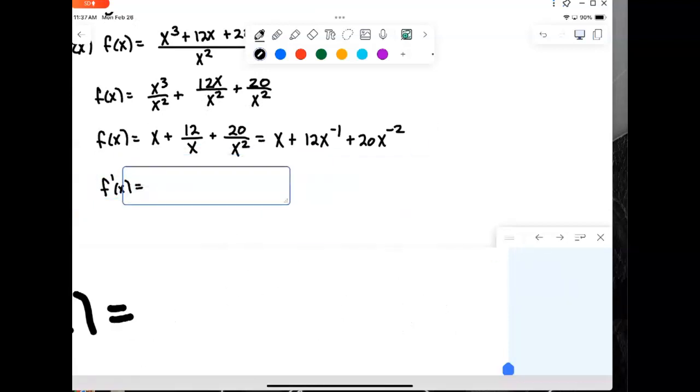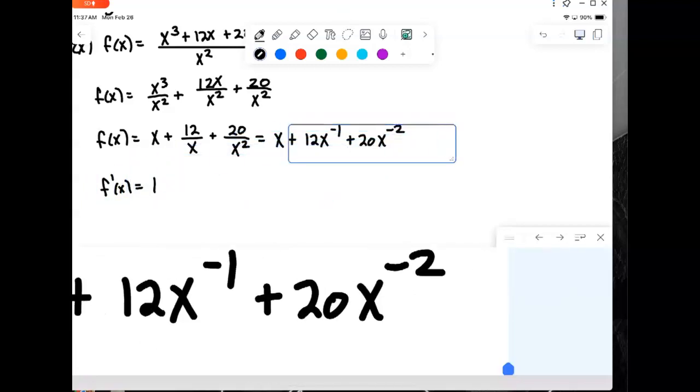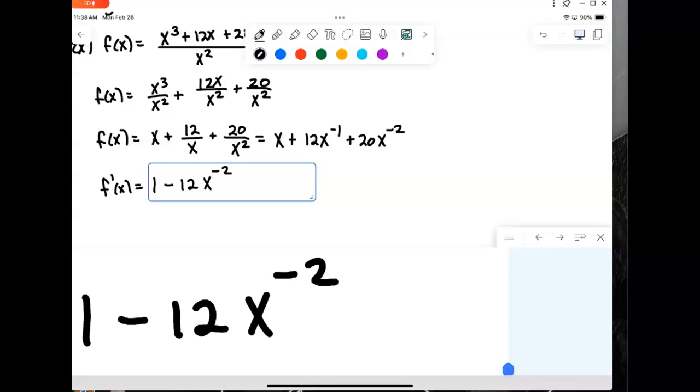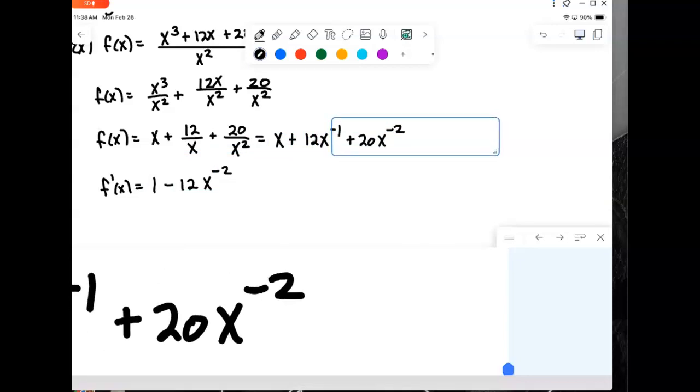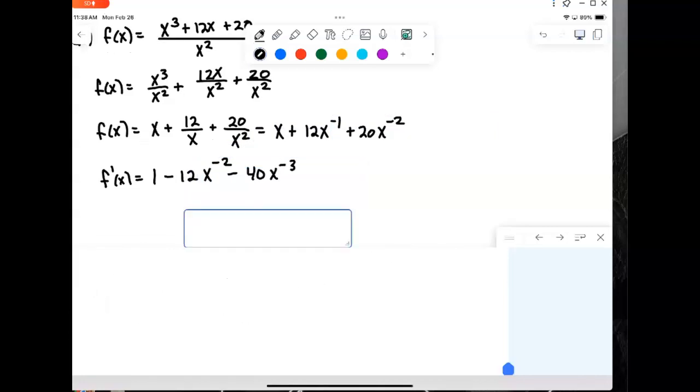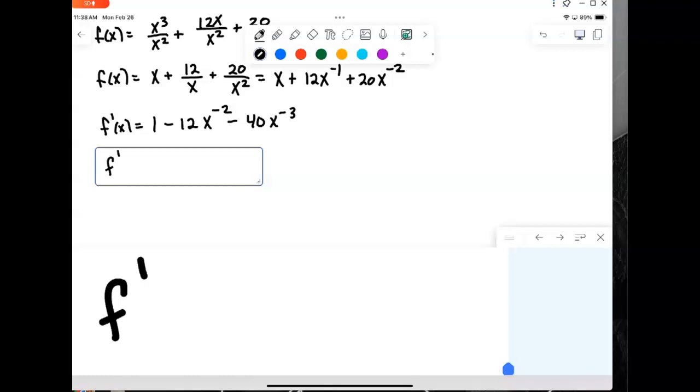Derivative of x will be 1. 12x to the minus 1, we multiply by the exponent. So we'd have 12 times the minus 1 would be a minus 12. And then drop the exponent by 1, become x to the negative second. And then we continue. 20 times minus 2 will be minus 40. Drop it by 1, the x to the negative third. And then we just clean up those answers.